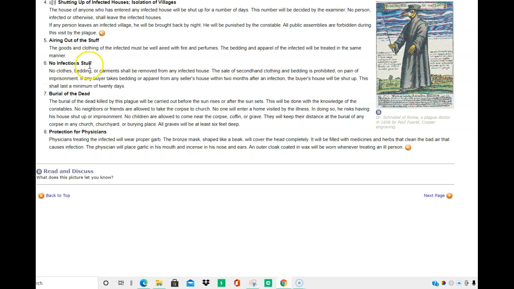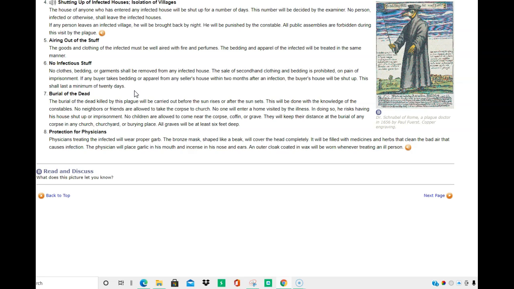6. No infectious stuff. No clothes, bedding, or garments shall be removed from any infected house. The sale of second-hand clothing and bedding is prohibited on pain of imprisonment. If any buyer takes bedding or apparel from any seller's house within 2 months after an infection, the buyer's house will be shut up. This shall last a minimum of 20 days.